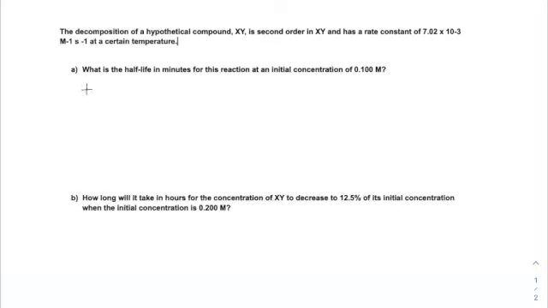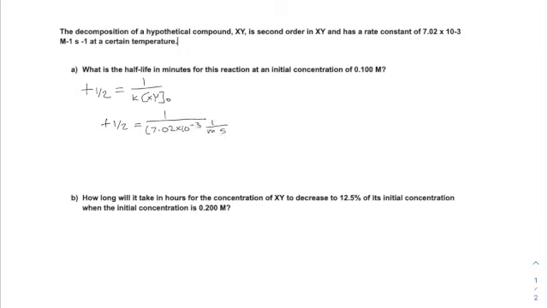It's asking the decomposition of a hypothetical compound XY is second order in XY and has a rate constant of 7.02 times 10 to the negative third at a certain temperature. So the first part that we're going to do is find, well, already given is our half-life equation for second order reactions. So that's t is equal to 1 over the rate constant times the concentration of the compound.